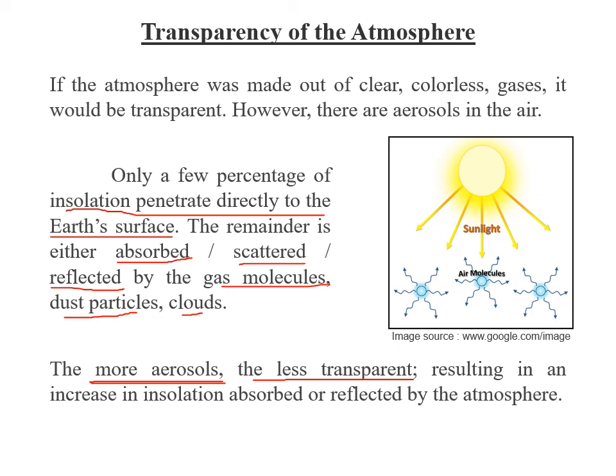Thereby, with more and more aerosols, more and more dust particles and clouds, the atmosphere becomes less transparent, and it results in an increase in insolation absorbed or reflected by the atmosphere. So the transparency of the atmosphere also affects any sort of interference between the incoming solar radiation and its reaching the earth surface.